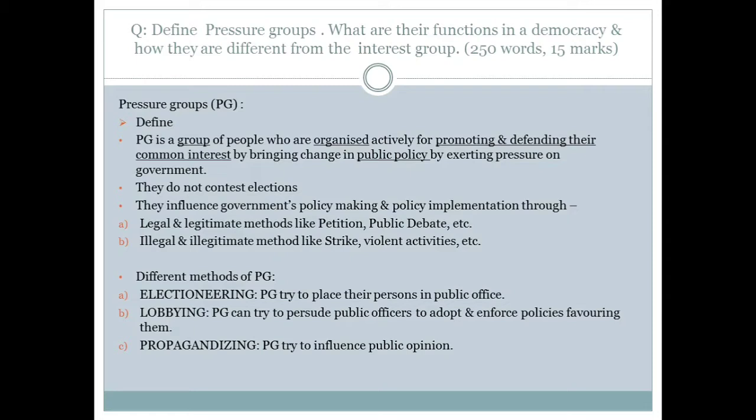So democracy, because pressure groups are also going to be in different types of governments. They are also going to be in an autocratic government, in a monarchical government, in a dictatorship government. But over here they are asking their functions in a democracy. Okay. So you have to write something with democracy also.